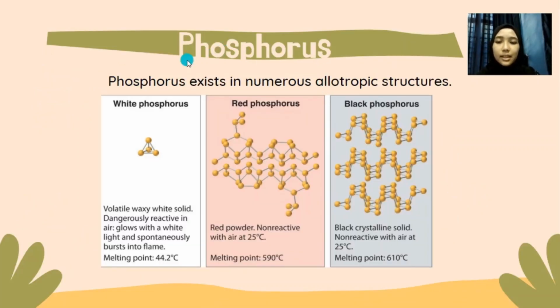For phosphorus, it exists in numerous allotropic structures, which are white phosphorus, red phosphorus, and black phosphorus. White phosphorus is a volatile waxy white solid, which is dangerously reactive in air, and it glows with a white light and spontaneously bursts into flame. Red phosphorus is non-reactive with air at 25 degrees Celsius. It has a melting point of 190 degrees Celsius. Lastly, black phosphorus is non-reactive with air at 25 degrees Celsius.